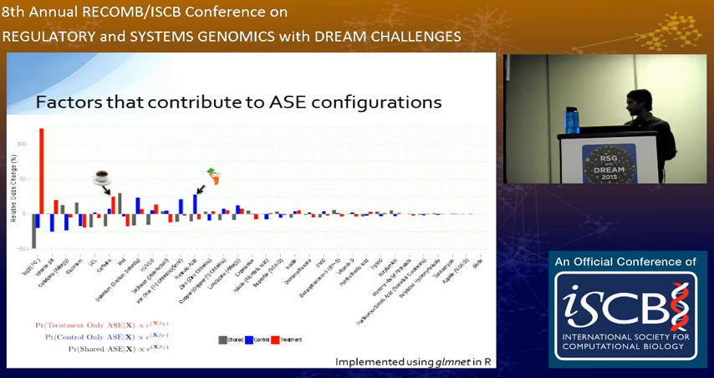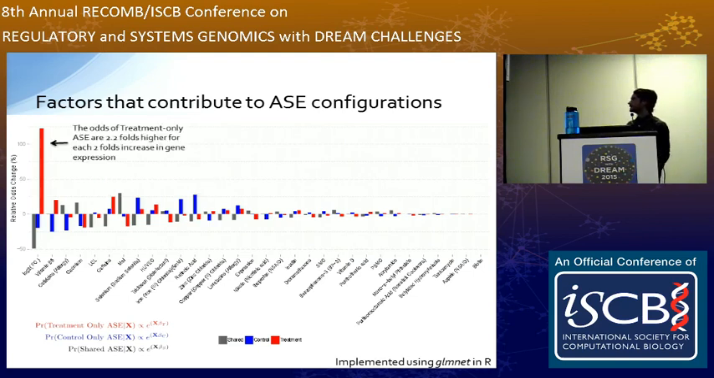And so what we find is that some treatments do increase the likelihood of having condition-specific ASC. For example, caffeine here has higher relative odds for treatment only, whereas retinoic acid shows higher relative odds for control only. And overall, the most relevant factor that comes out is the differential expression, where for treatment-only ASC, the odds are 2.2-fold higher for every 2-fold increase in gene expression.